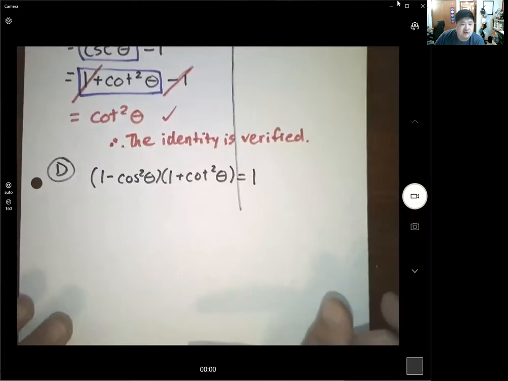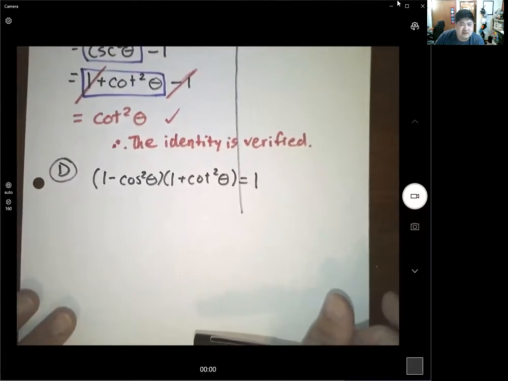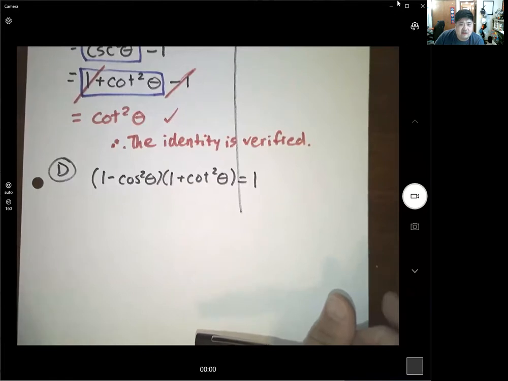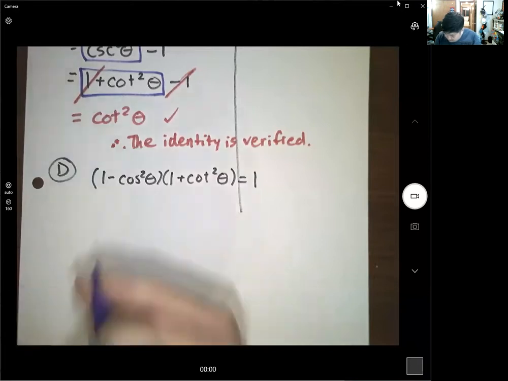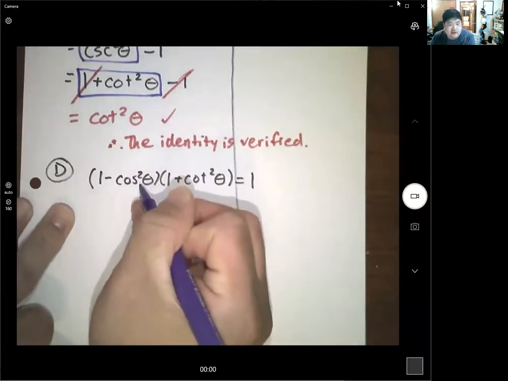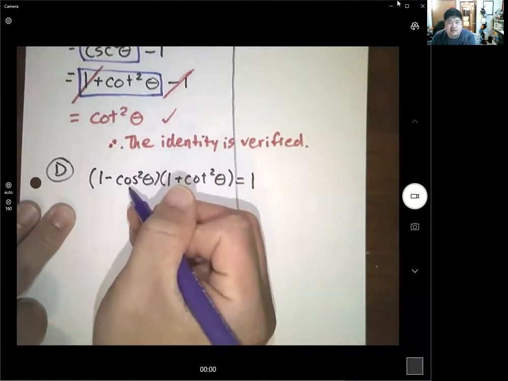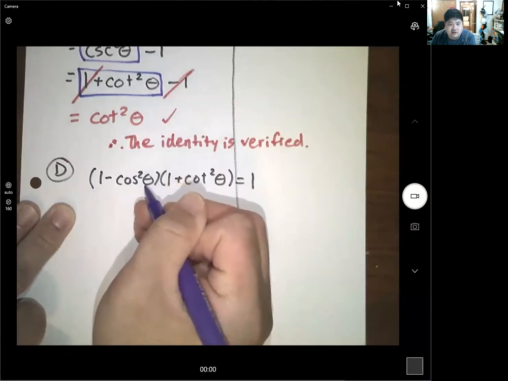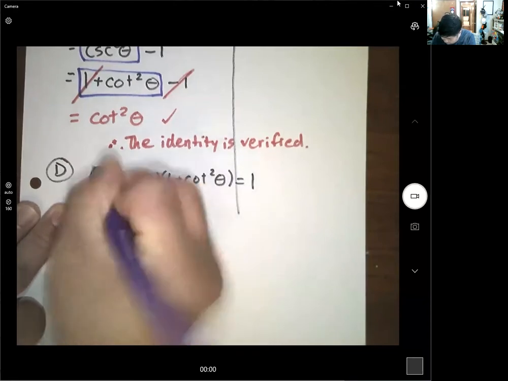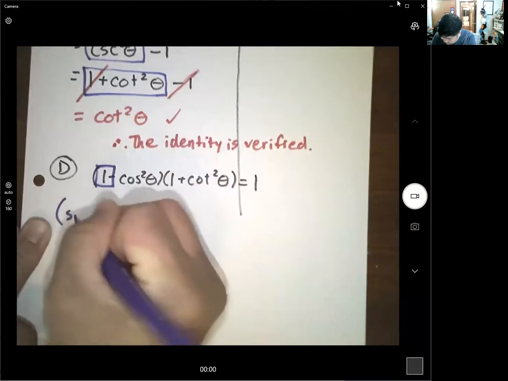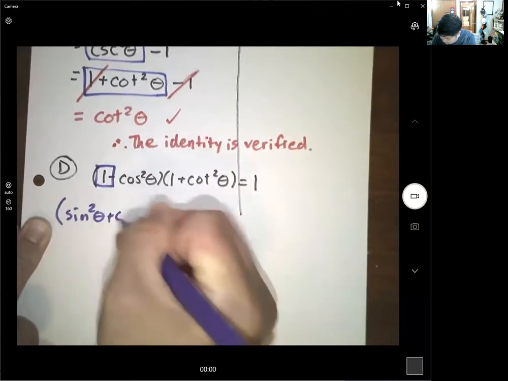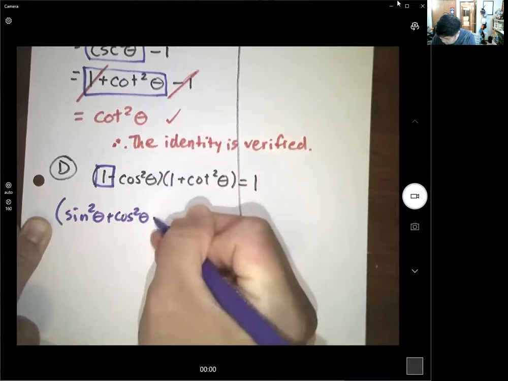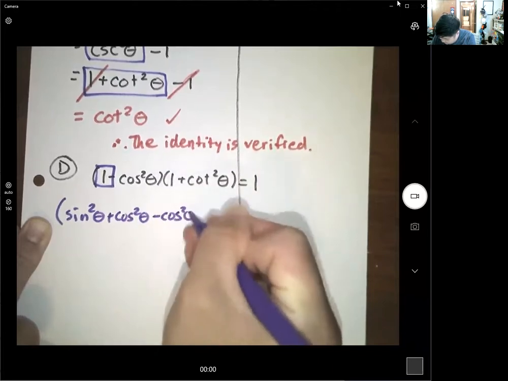All right, so there are, of course, a lot of ways that we can do this one also, but let's look at this one at a time. So 1 minus cosine squared theta. If I have identities involving sine and cosine, then I know the 1, by the Pythagorean identities, is sine squared theta plus cosine squared theta. And then we still have minus cosine squared theta.